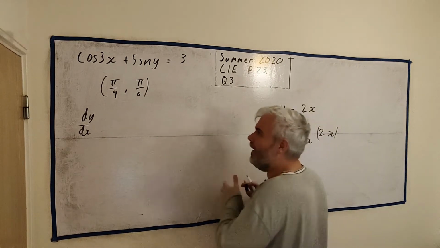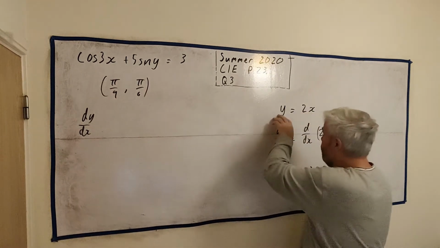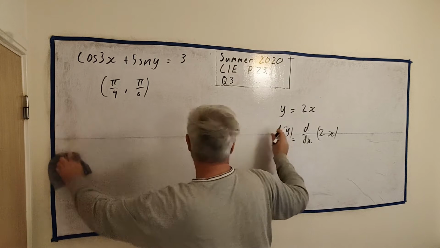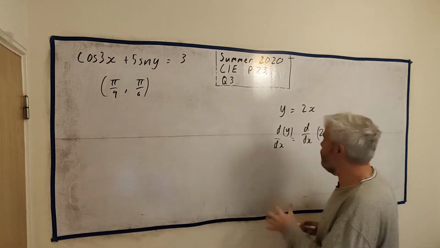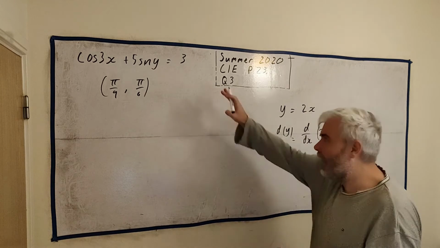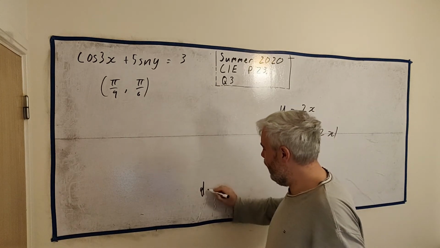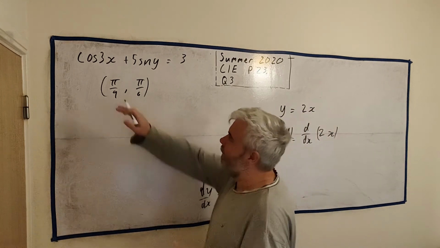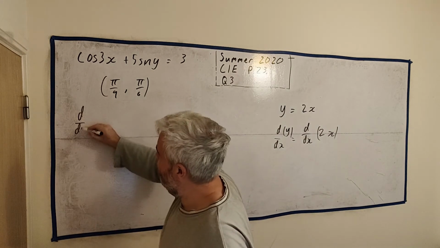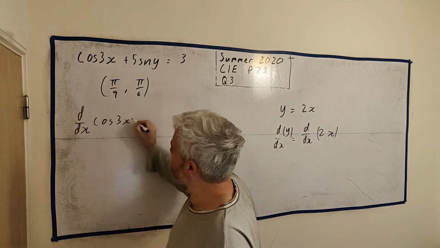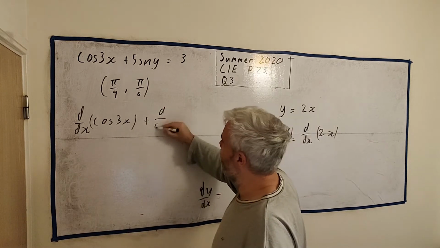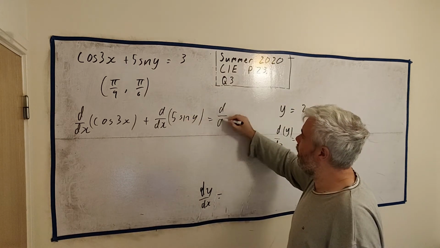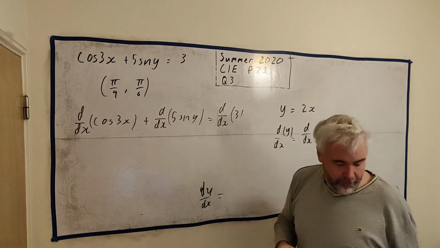So with that in mind, we can actually do that on this equation here. Even though there's no y equals, there's a y all the way in here. And hopefully doing this d dx on the whole thing will find us a dy dx somewhere. And then after a while, we will get dy dx equals something at the end of this. So let's give that a go. Let me write it out like this. d dx of cosine 3x plus d dx of 5 sine y is equal to d dx of 3. So we've been fair to everything here.